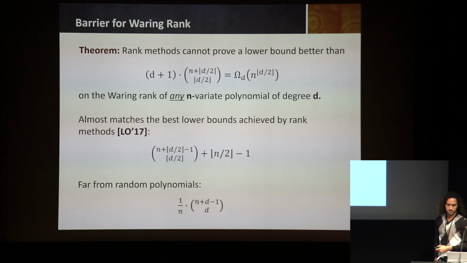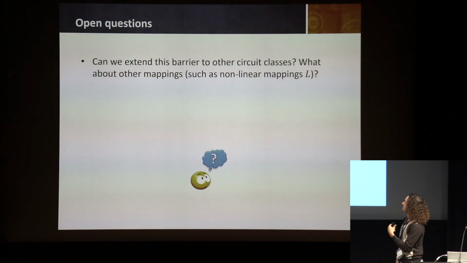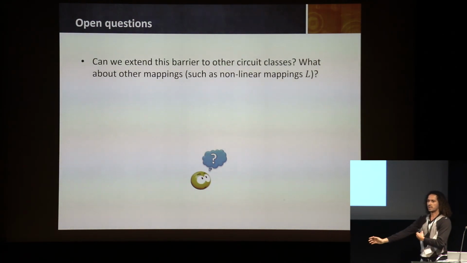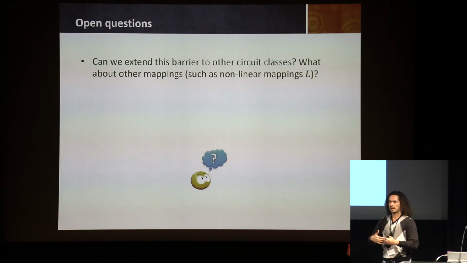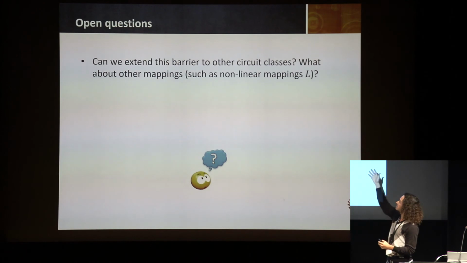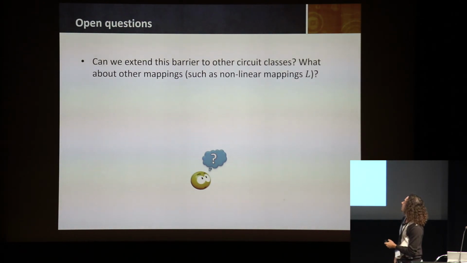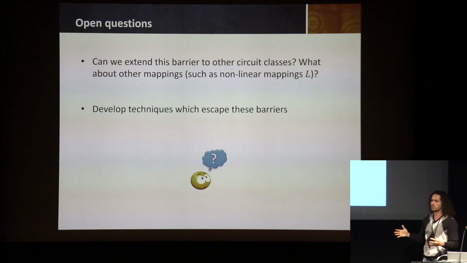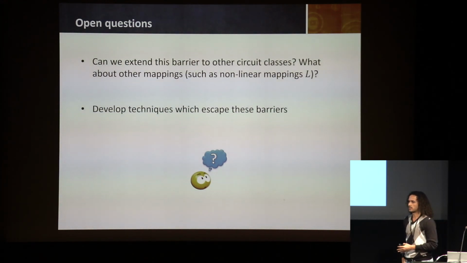So I would like to leave with open questions. Can we extend this barrier to other circuit classes? We know that general depth 3 circuits are as general as any general circuits. Can we extend this barrier to depth 3 unrestricted circuits? And can we consider other mappings? And the other question is, can we develop techniques which do not fall into this rank method so we can escape this barrier? And I guess I'm out of time.